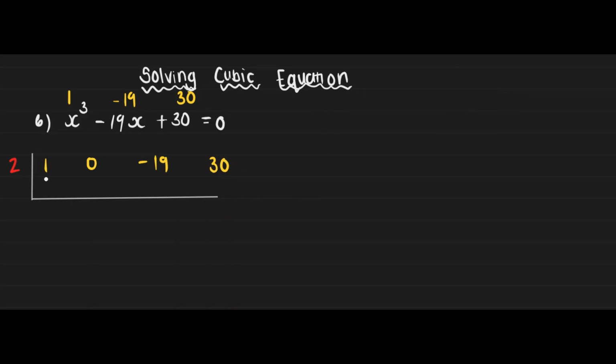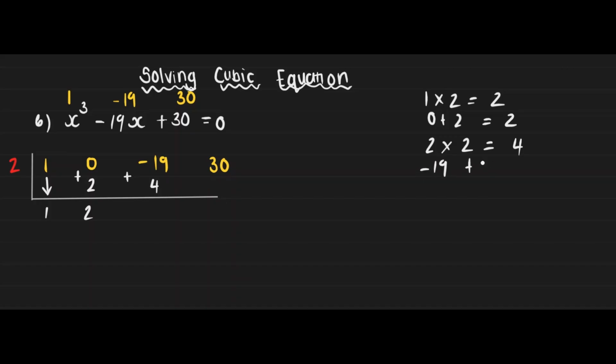Now what we're going to do is drop down the 1. Then we say 1 multiplied by 2, which gives us 2. So it's going to be 2 here. Then we add them together: 0 plus 2 gives us 2. Then you write 2 here. Then you repeat the process. You say 2 multiplied by positive 2, which gives us a positive 4, which goes here. Then you say negative 19 plus 4, which gives us a negative 15, which comes here.